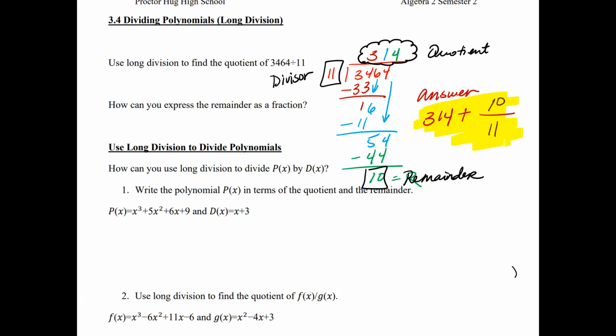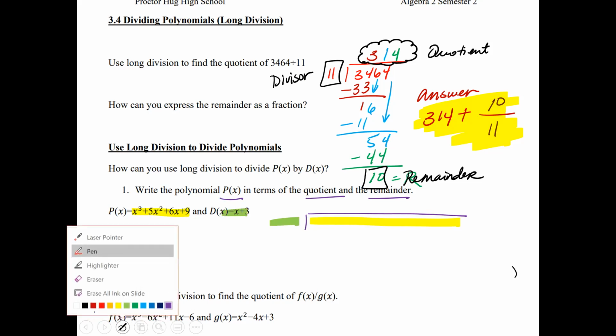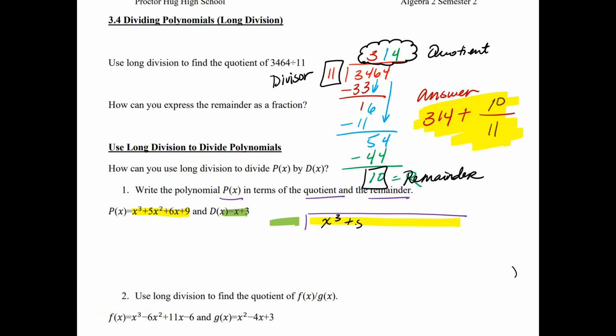So now we're going to go ahead and apply this concept to long division. So the next part is how can you use long division to divide p of x by d of x? Write the polynomial p of x in terms of the quotient and the remainder. And so what we're going to do is draw a long box like that. Keep in mind that the longer expression generally goes inside the box, and the smaller one usually goes on the outside of the box. And so I'm just going to write x cubed plus 5x squared plus 6x plus 9 inside the box, and x plus 3 outside the box.